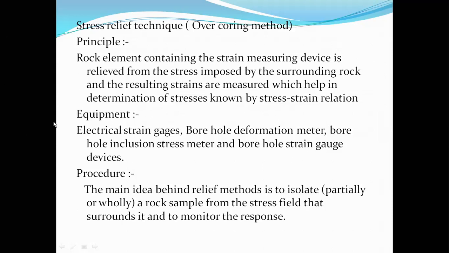Now what are the equipments that we'll be using? Electrical strain gauges, borehole deformation meter, borehole inclusion stress meter, borehole strain gauges. These are the different devices that we'll be using to measure this relief, that is, the stress that got relieved due to the overcoring technique. Procedure: the main idea behind the relief method is to isolate. Because of overcoring, the surrounding rock pressure that was earlier acting on it gets separated completely.